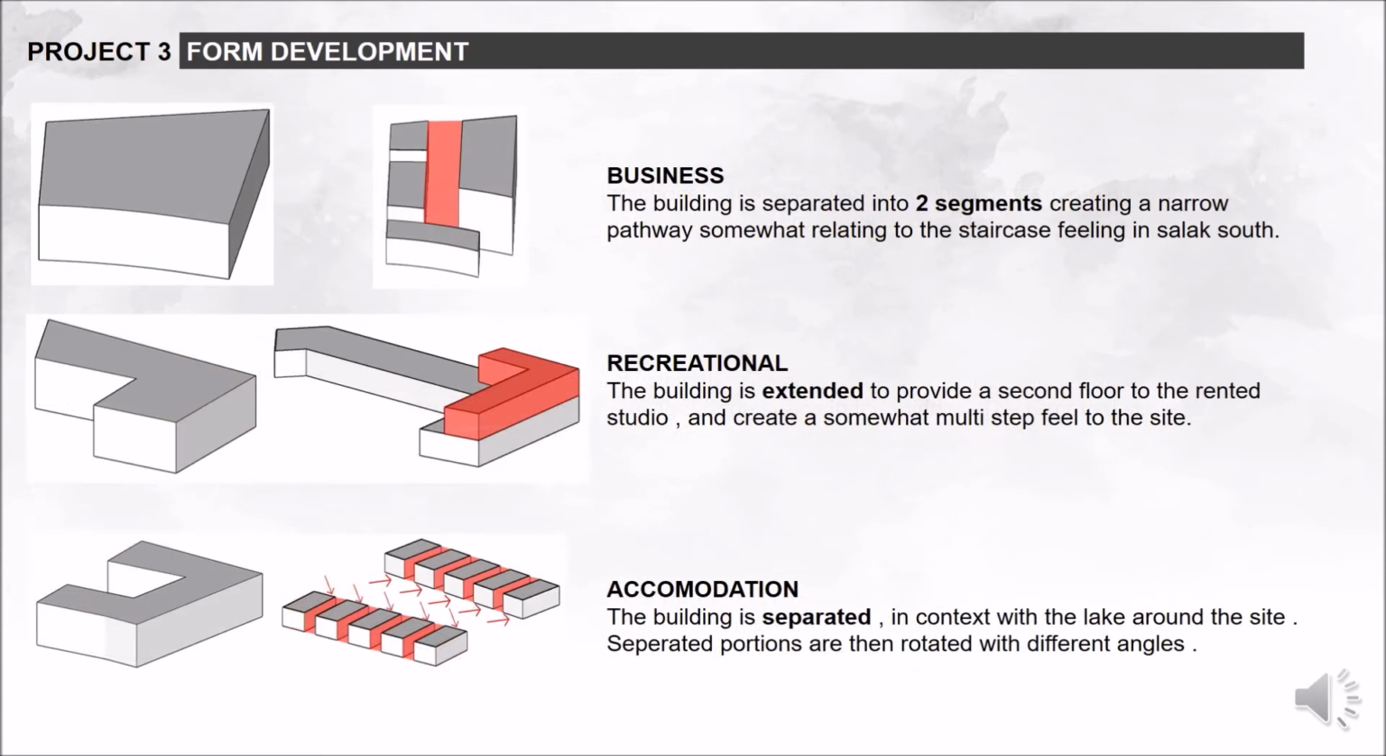Continuing, the business is separated into two segments, creating a narrow pathway somewhat relating to the staircase filling in Salak South. Next, for recreational, the building is extended to provide a second floor to the rented studio and create a somewhat multi-step feel to the site. For accommodation, the building is separated in context with the lake around the site. Separated portions are then rotated with different angles.